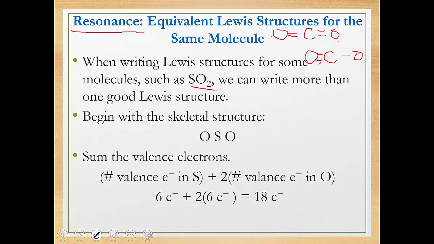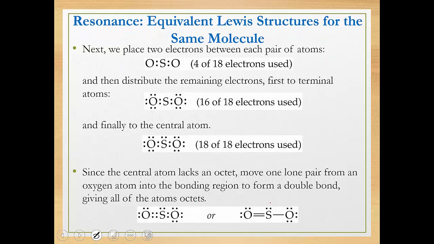If we look at sulfur dioxide, we start with our skeletal structure, sulfur in the middle, oxygens on either side. We calculate the number of valence electrons. Okay, 1 sulfur times 6, 2 oxygens times 6, total of 18 valence electrons. Okay, we start by creating one bond between each one. We've used up 4 electrons, distribute the rest. We've now used 16 electrons.